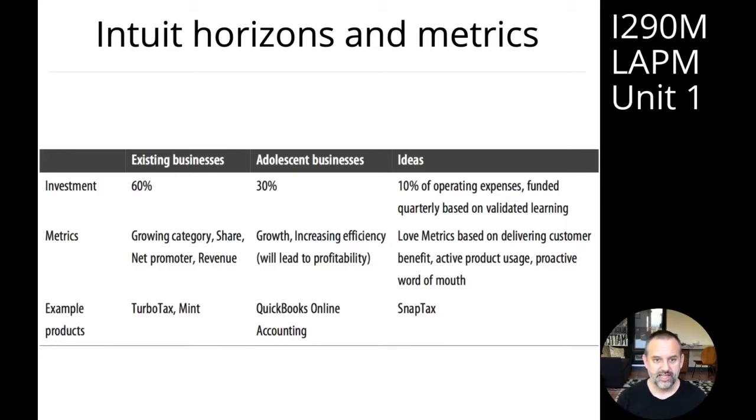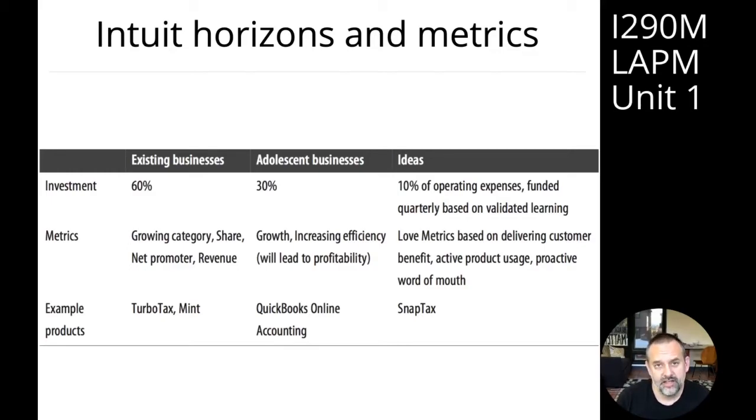And what they focus on here is what they call love metrics, which is, do customers love them? Do they use them actively? Do they talk about these products using word of mouth? Is there viral spread of these products? So one example of that was SnapTax, which let you take a picture of your documents and then create a very simple tax return. And they typically spend 10% of their operating expenses on these growth ideas.